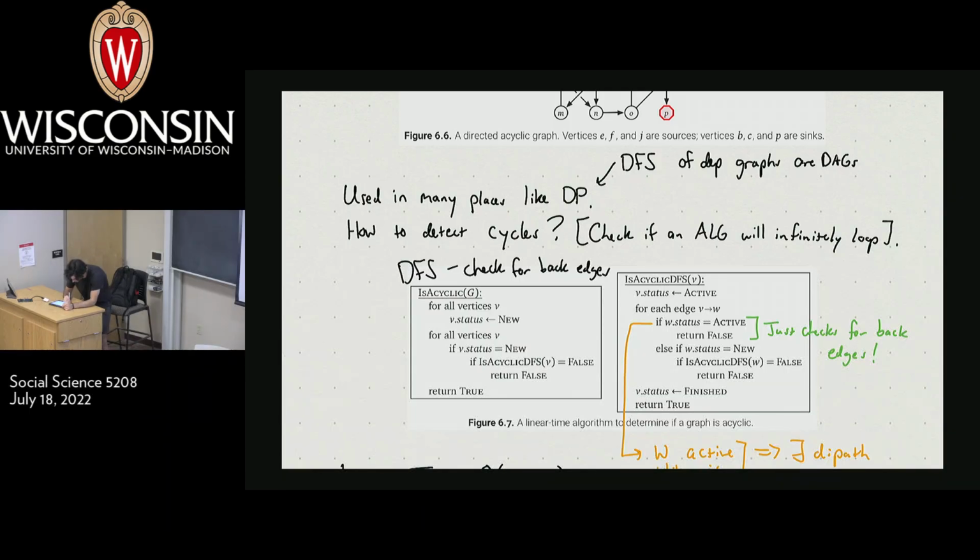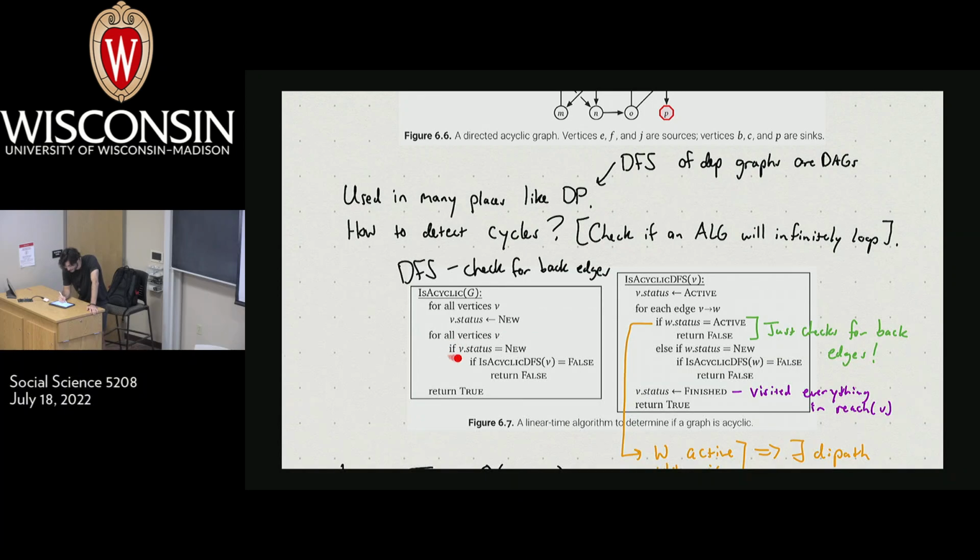So at this point, we've visited everything in the reachability set of V. Okay? So other than that, this is just normal DFS.